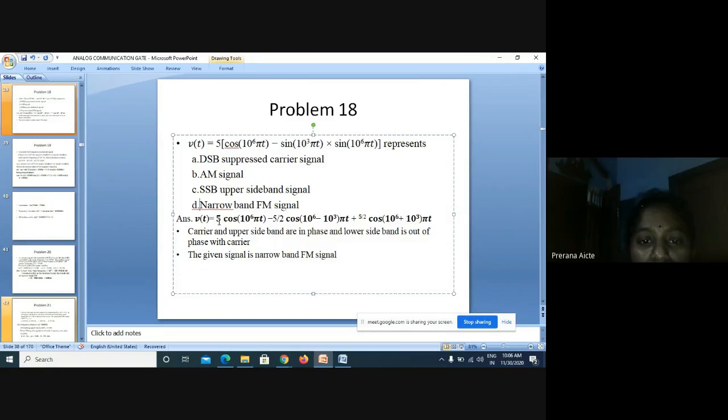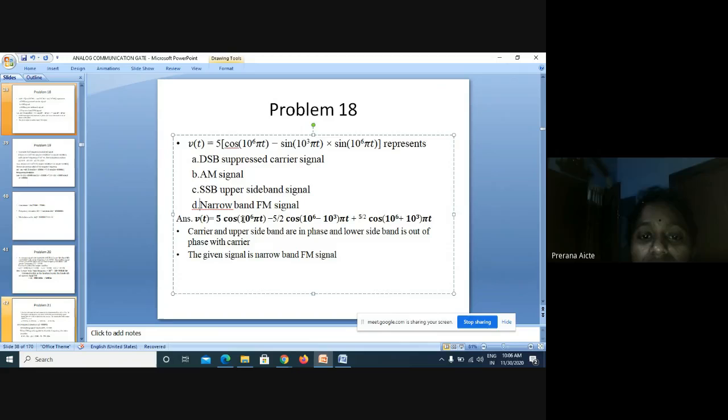But if you observe here, this is 5 cos of ωct, minus 5/2 cos of (ωc minus ωm)t plus 5/2 cos of (ωc plus ωm)t. These are the frequency components. But if you observe, the carrier and upper sideband are in phase, whereas your lower sideband is out of phase with the carrier. You can observe the minus here. So when we have minus, this signal will become a narrowband FM signal, isn't it?